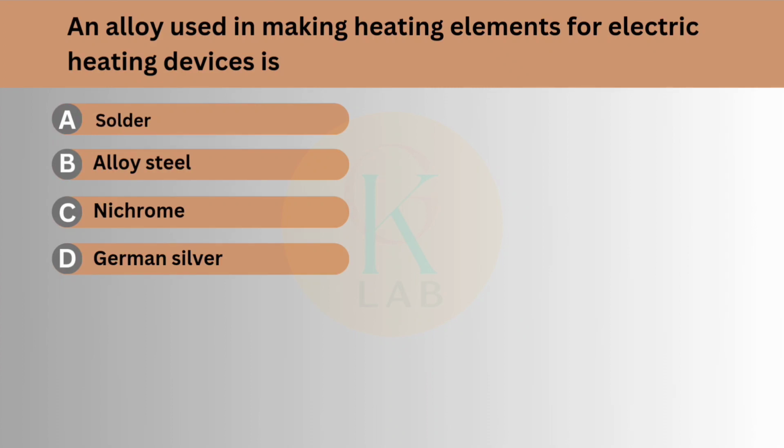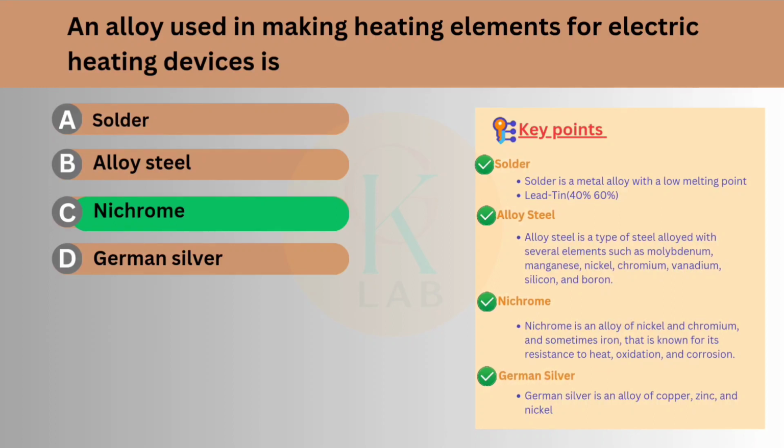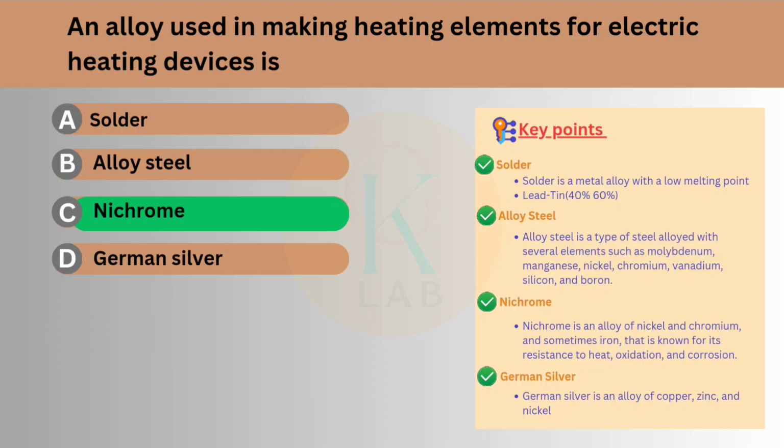Next question. An alloy used in making heating element for electric heating device is? Correct answer is option C, nichrome. Some important key points: solder is a metal alloy with low melting point. One example of solder is lead tin. Lead is 40% and tin is 60%.